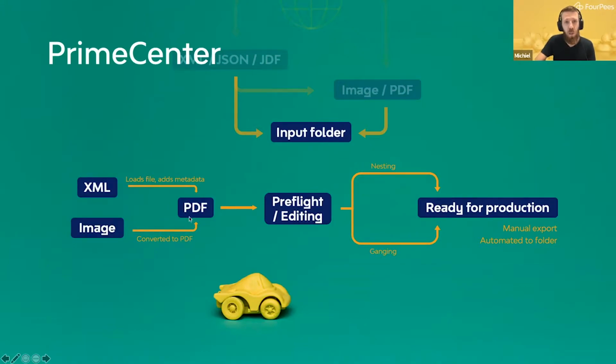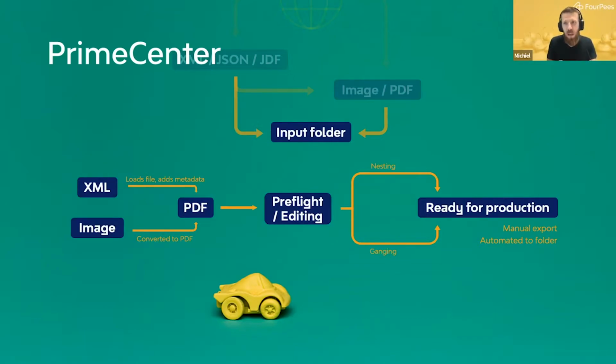So the files are coming in and they will be PDFs as soon as they are visible inside Prime Center. If they are XMLs, Prime Center will read them, load the PDF, and add the metadata to the PDF. If not, and we want to use this metadata, metadata can be important. If you want, for example, to label your job, if you know that you're going to have to print a certain sticker 100 times, you either have to load the image 100 times, or you have to tell the application, I want this sticker printed 100 times.